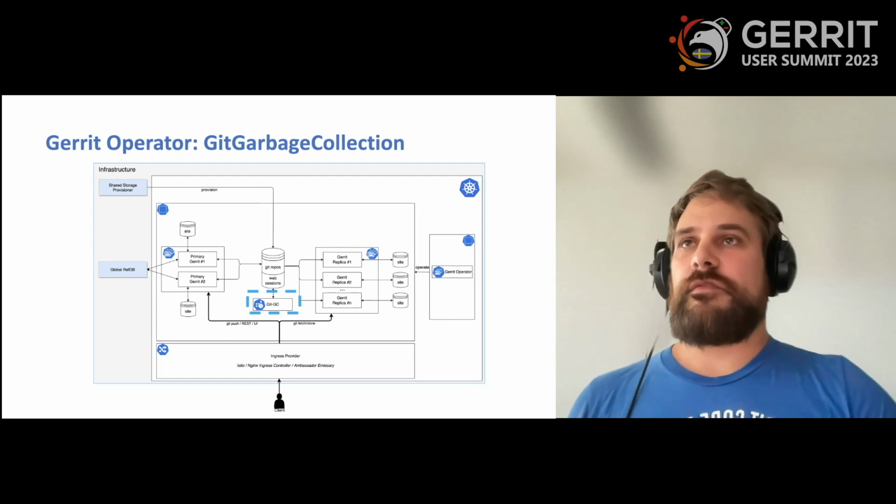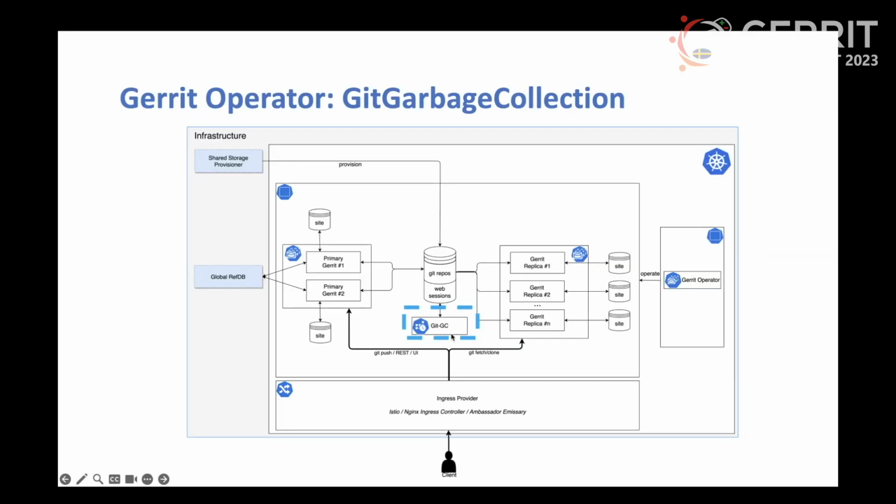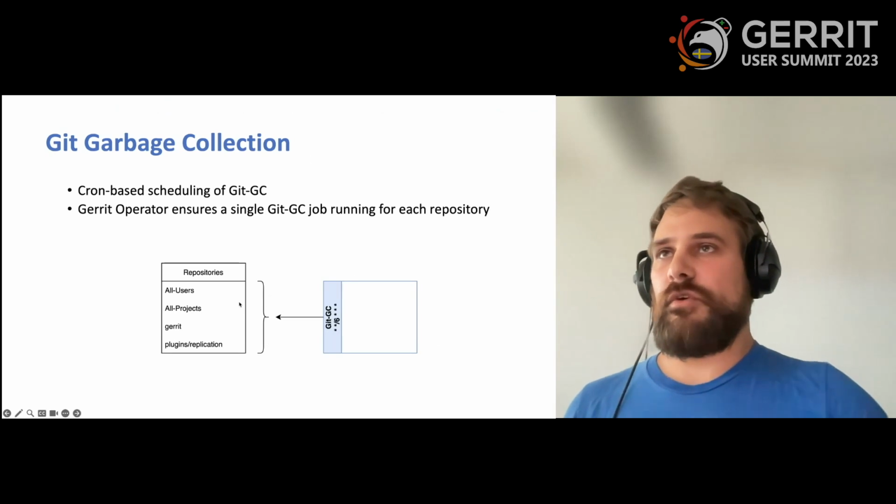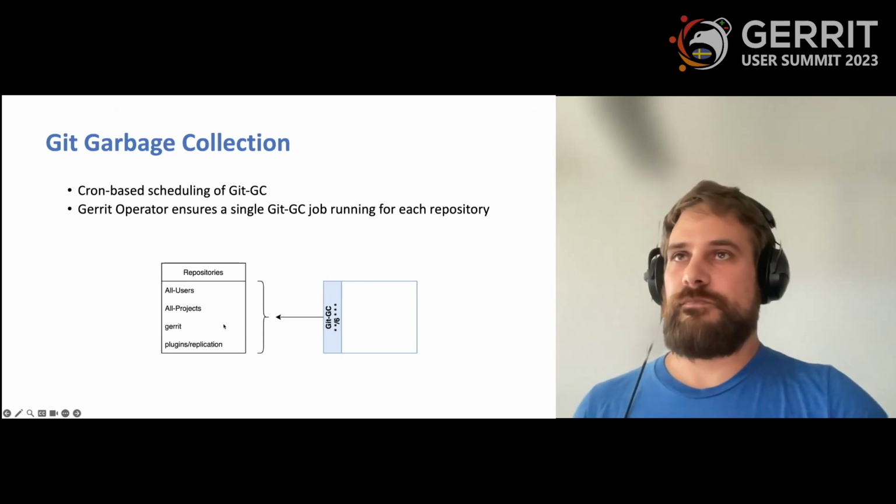Okay, and then we have the last component here, the git garbage collection. And here the operator also supports you setting this up. So if you apply a git garbage collection resource to a cluster, you have to give it a schedule. So here it would run every 6 hours. And if you don't provide any specific repository to work on, you will create a default git garbage collection job that will take care of all repositories in your Gerrit cluster.